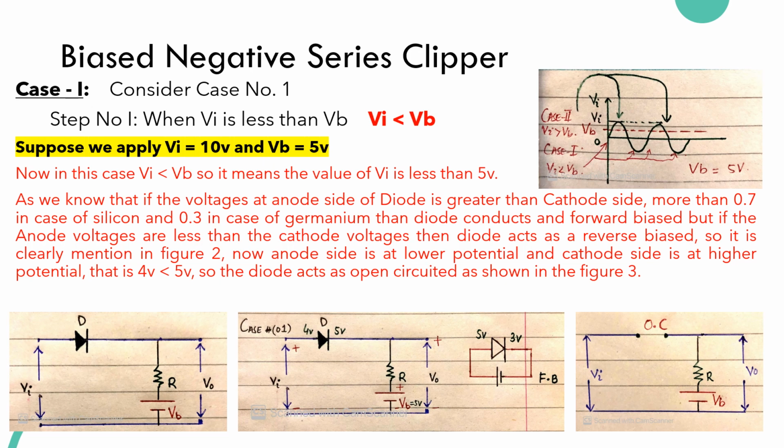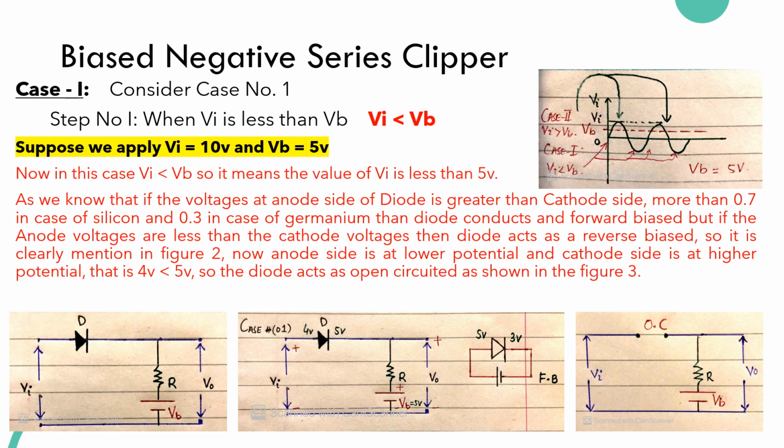As we know that if the voltage at the anode side of the diode is greater than the cathode side, in case of silicon more than 0.7, in case of germanium 0.3, then the diode conducts and is forward biased. But if the anode voltage is less than the cathode voltage, then the diode acts as reverse biased. So it is clearly mentioned in figure number 2.